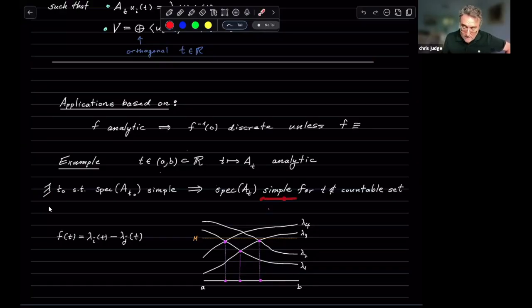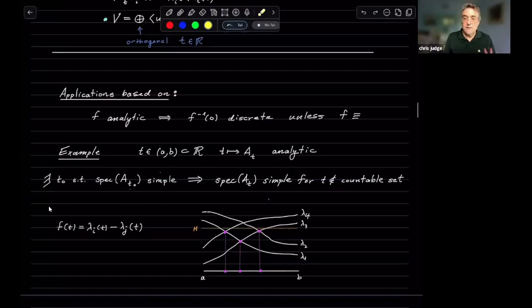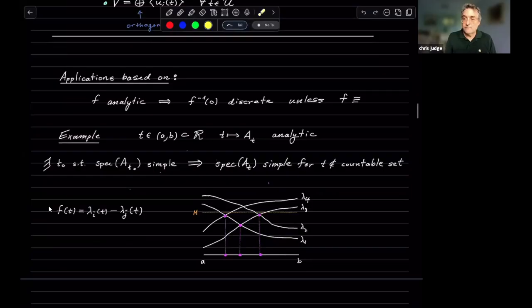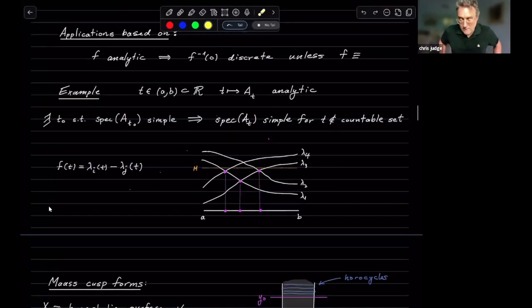So I'll get simplicity. Of course, there are different ways of doing this hypothesis, but one hypothesis is that I know there is some t naught so that each one of these corresponds to a simple eigenvalue, that is, a one-dimensional eigenspace. And then I can run with that. Okay, any questions about that example? That's the simple example. This wouldn't, of course, work if I were just talking about smooth eigenvalue branches.